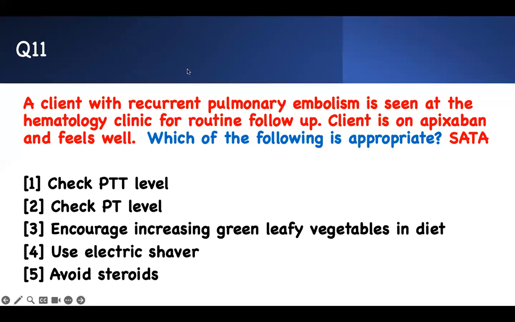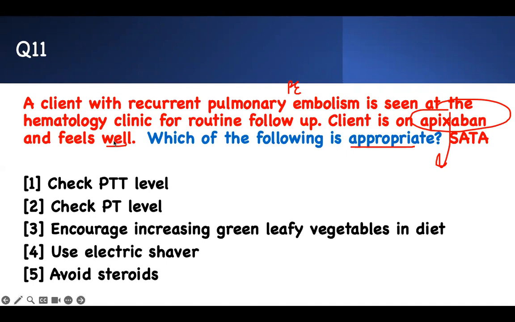Number 11. A client with recurrent pulmonary embolism is seen at the hematology clinic for routine follow-up. The client is on apixaban and feels well. Which of the following is appropriate? Rewrite it: I'm taking apixaban, that's all, and I'm fine. I have a pulmonary embolism and I'm taking it.